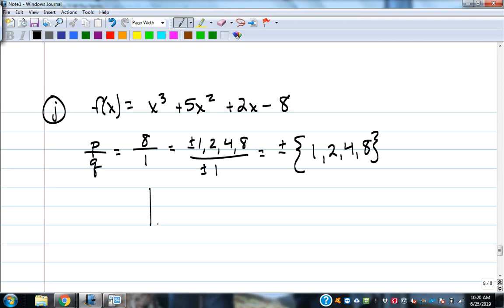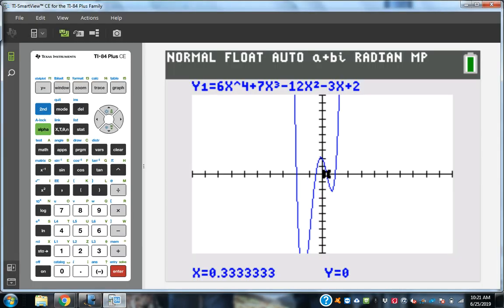So we're going to set up synthetic division, and we've got to figure out what goes on the shelf. So 1, 5, 2, -8. How do I find out what goes on this shelf here? I've got a polynomial. We're trying to find the zeros of that polynomial, so we're trying to find where it crosses the x-axis. So I'm going to look at the graph of this polynomial. So I'm going to graph it.